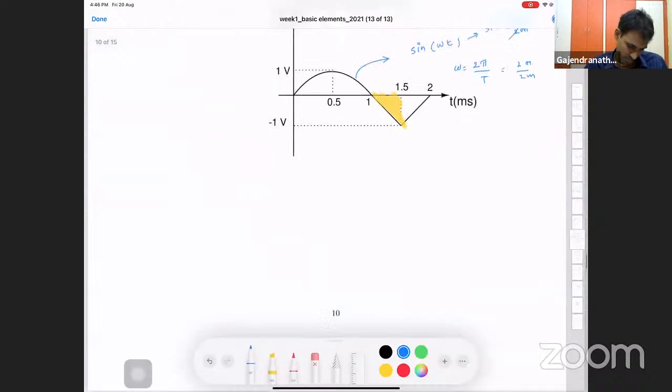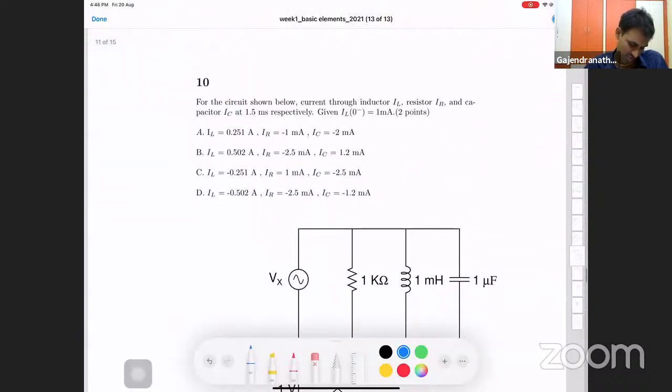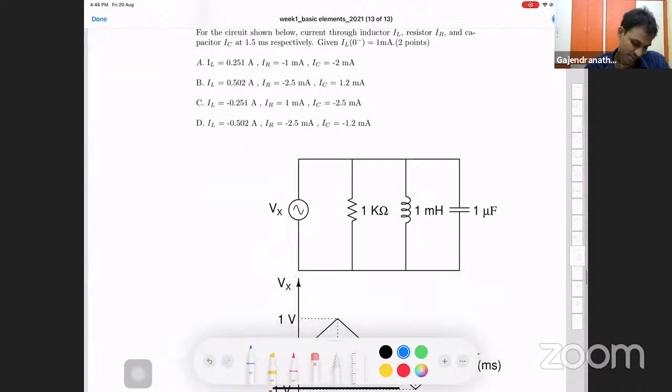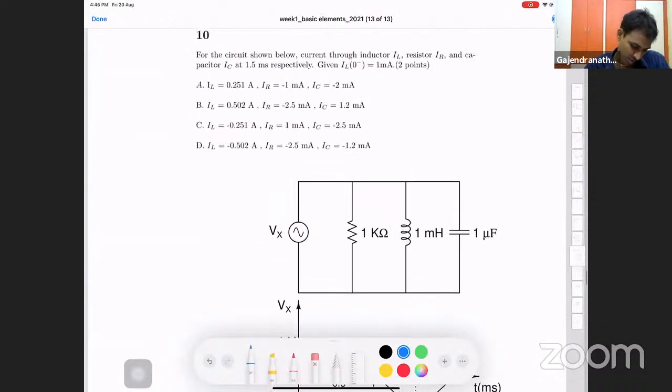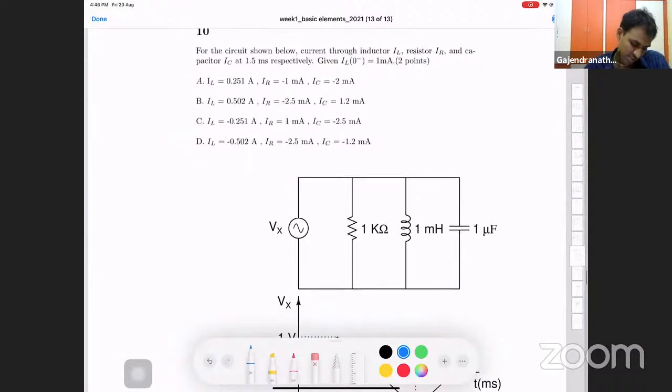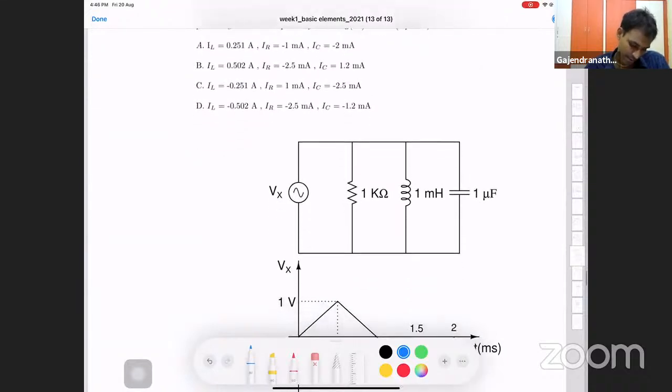Okay, so we did this question. Let's see the 10th question. For the circuit shown below, find the current through the inductor IL, resistor R, and capacitor IC at 1.5 milliseconds respectively. Okay, let's try to find out. First, we want to find the inductor current. So the initial inductor current is 1 milliampere.